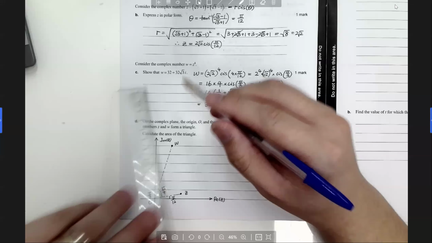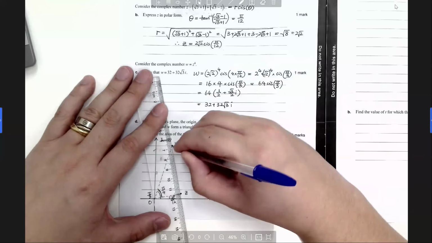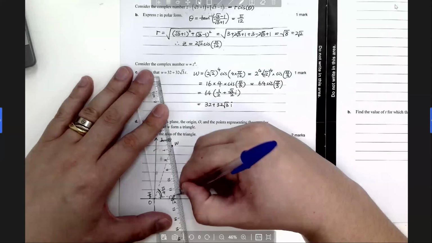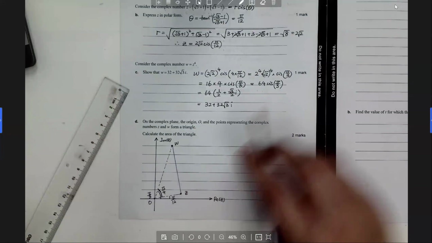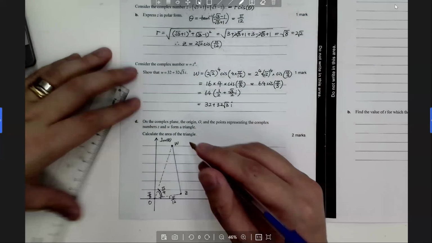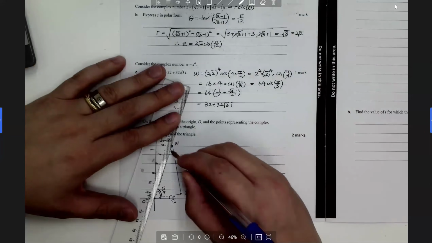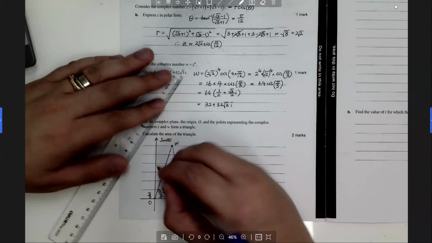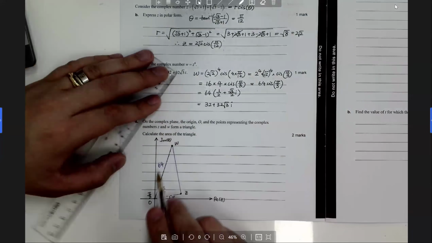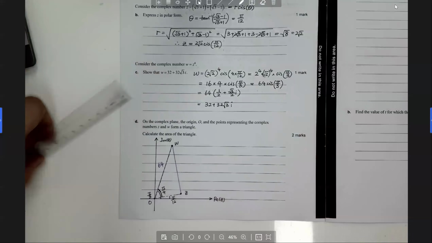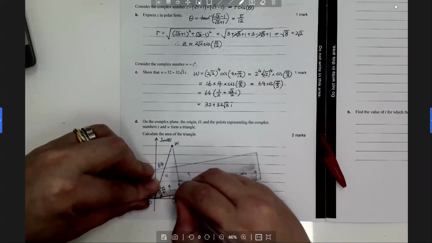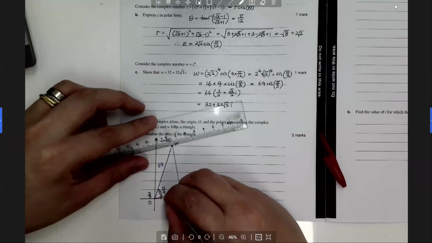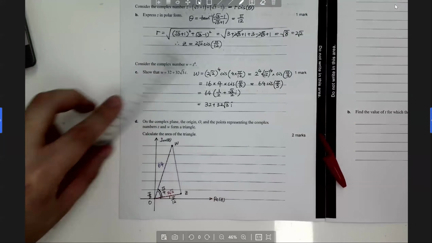Eventually, you are able to form a triangle like this, OZW. By the way, this one is not a right-angled triangle, okay? So just recognize this length here is 64, coming from part C. And the other length, we calculated the length of complex number z. So this is 2 root 2, okay?